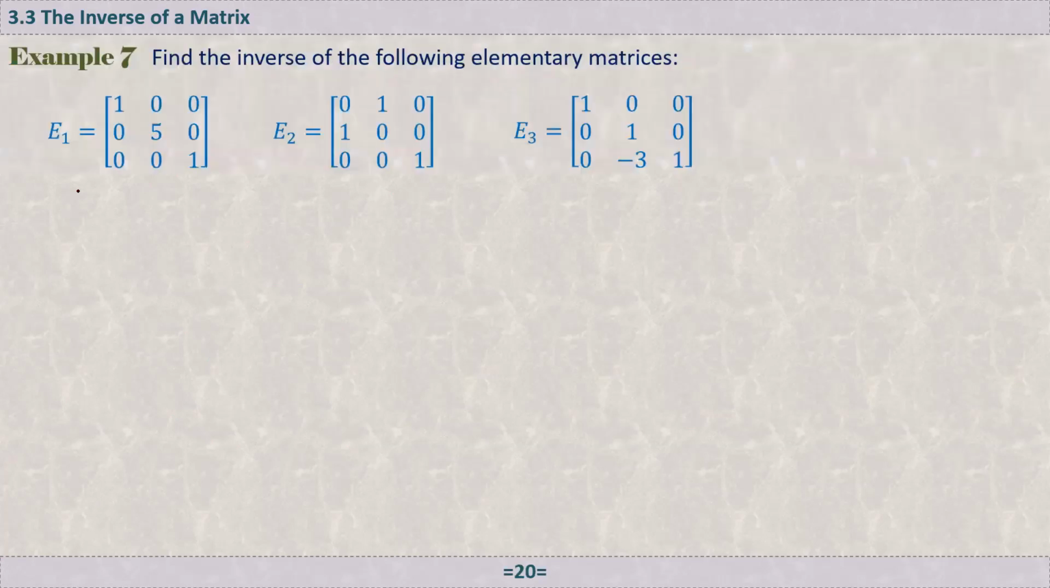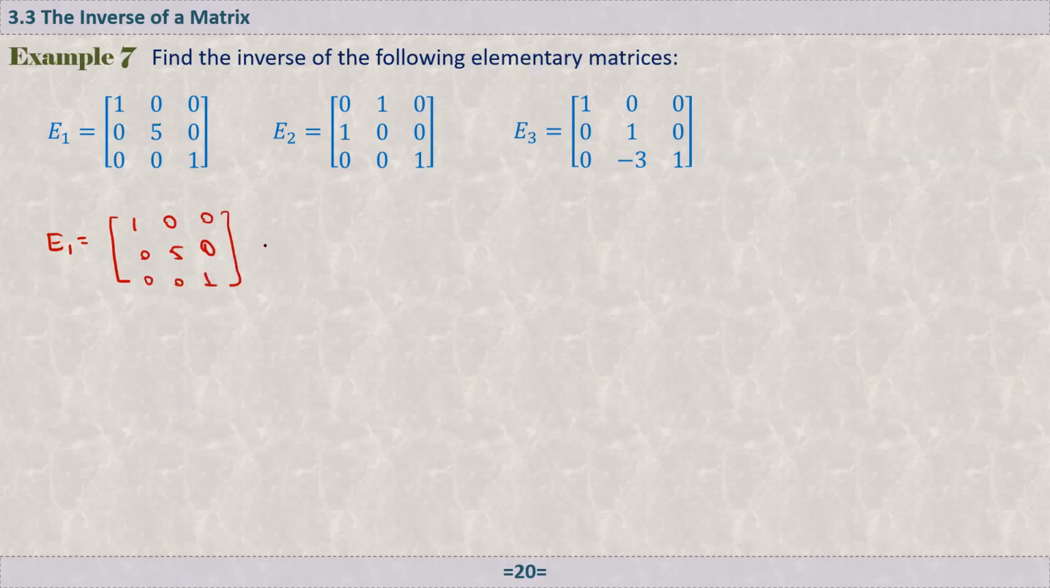Find the inverse of the following elementary matrices. Also, elementary matrices have inverses, and the inverses are of the same type. And we will see them as a theorem, okay? The first one, for example, let's say E1. You see here E1, just the second row is multiplied by 5, right? So how can I find its inverse? 1, 0, 0, 0, 5, 0, and here we have 0, 0, 1.